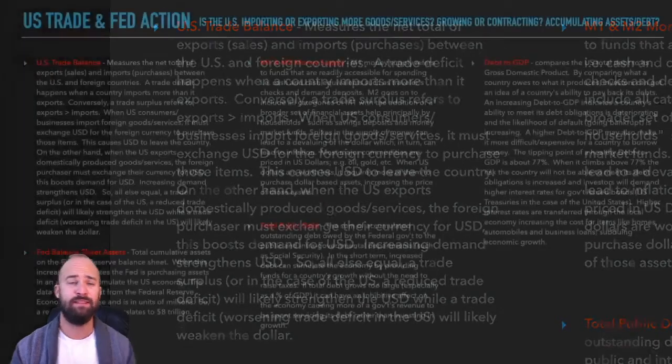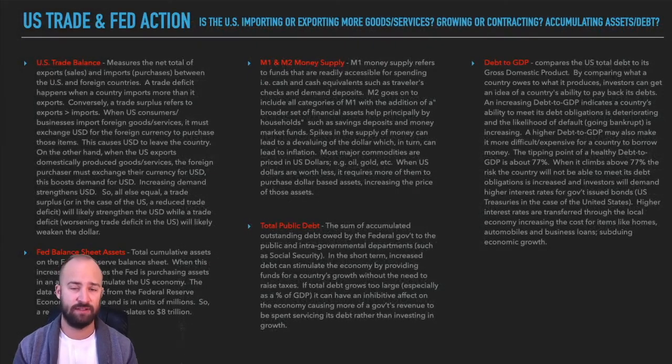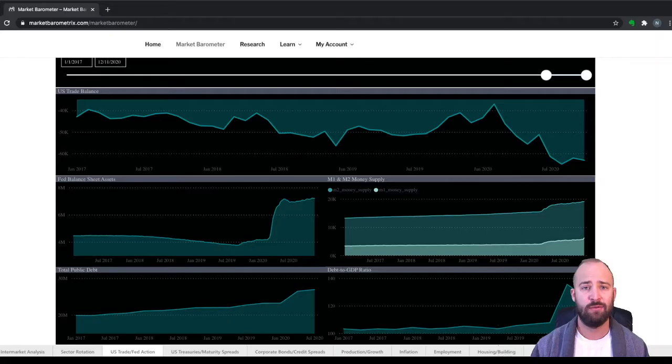So let's pop into the market barometer to take a closer look at the trade balance and see how we might interpret this. So here we are in the U.S. Trade Fed Action tab of the macro section of the market barometer, and we have the U.S. trade balance in the topmost chart here.